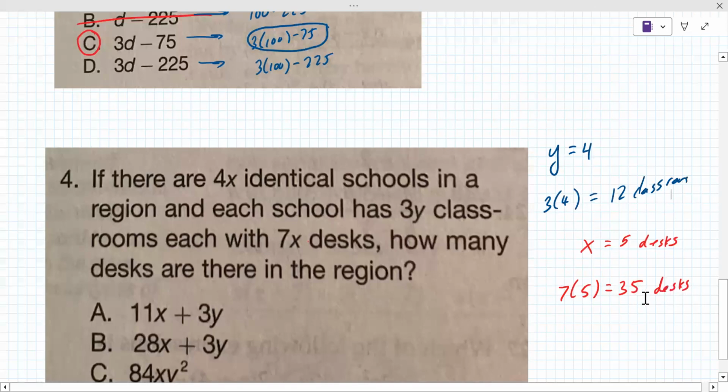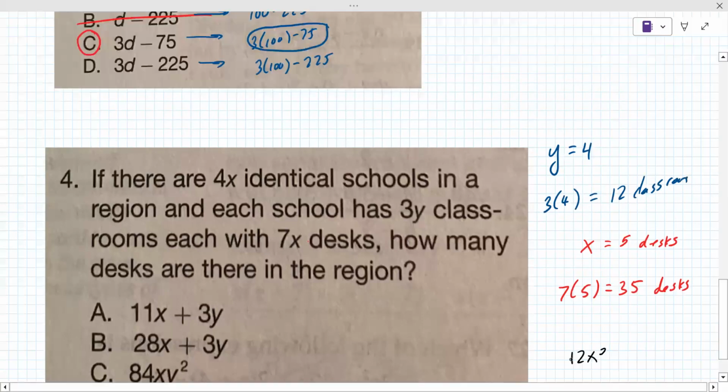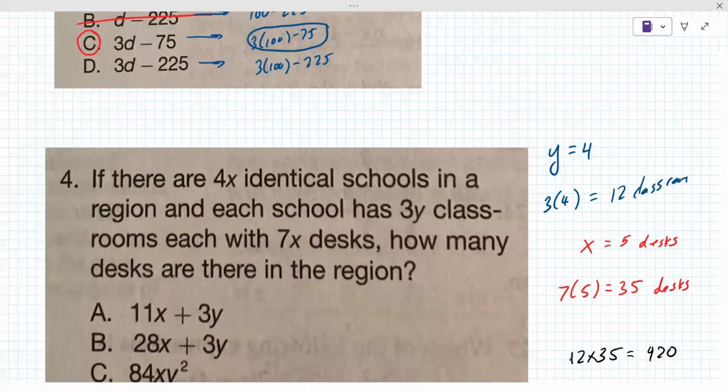$35. So the first room is 35, the second room is 35, and so on. Now you would multiply those together, 12 times 35, and you get 420, believe it or not. And then there are 4 times the schools. So if there were 4 schools, what would you do to this number? This is for one school. Would you multiply that by 4? Yes.